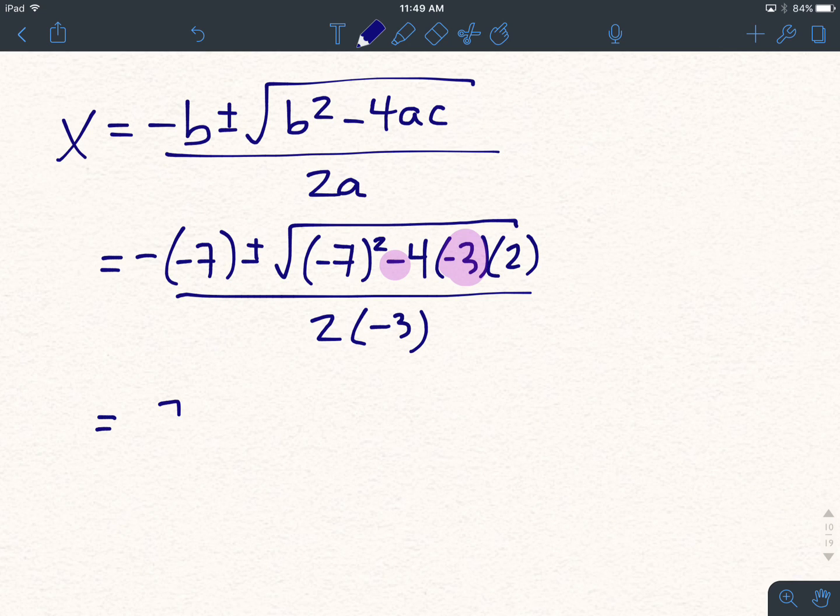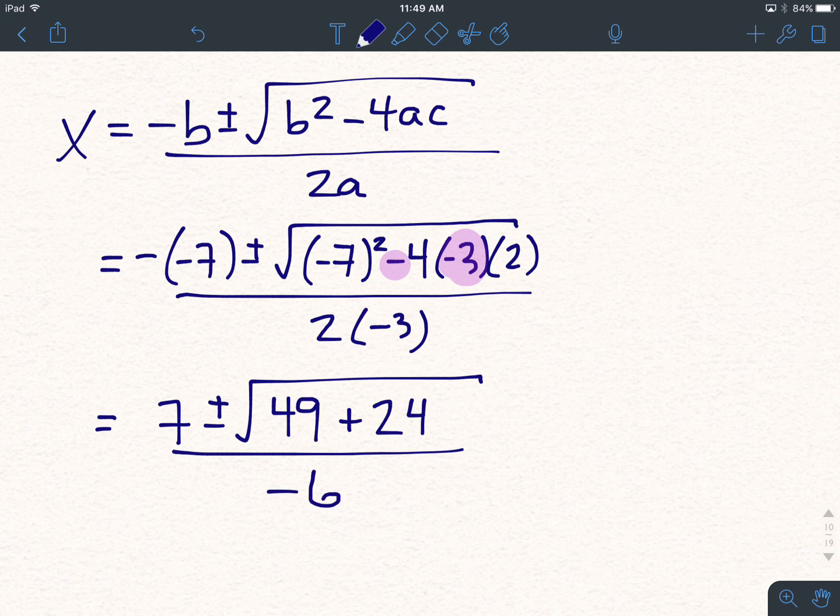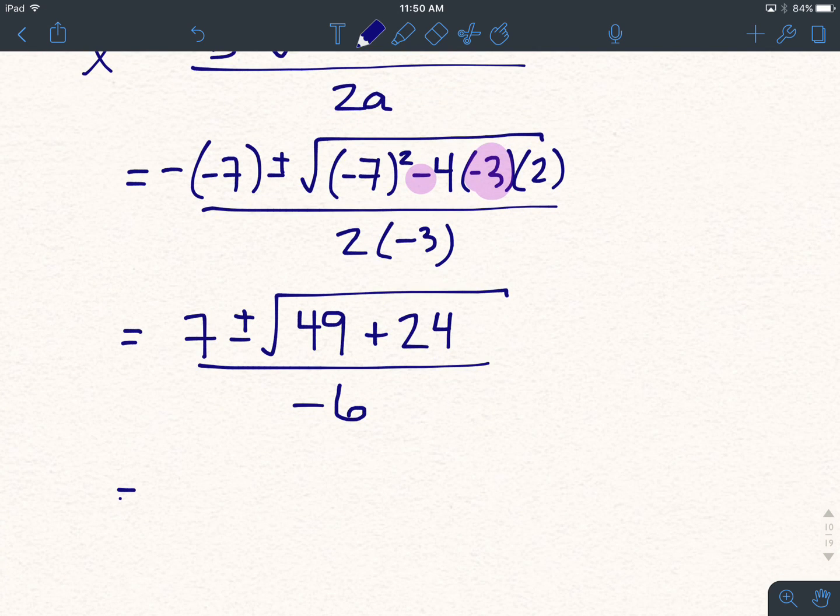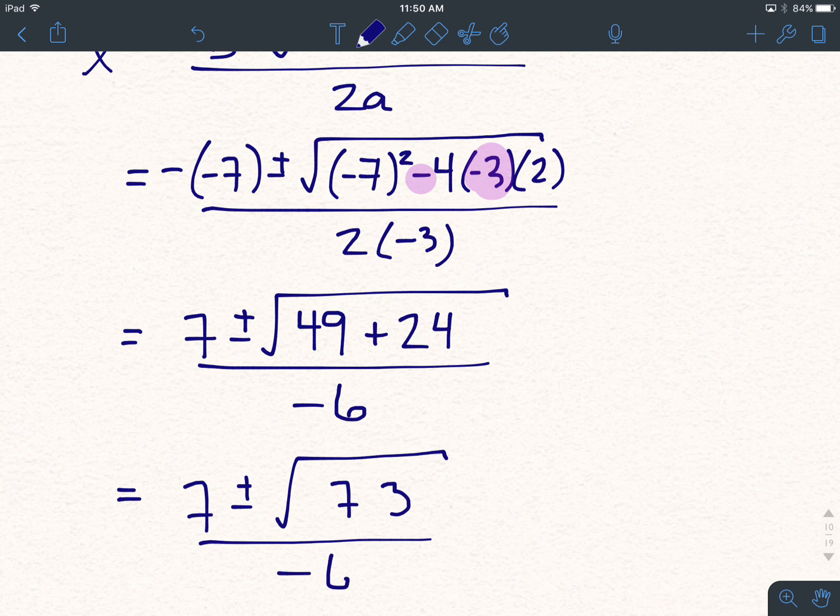So I'm going to simplify this first term. This negative 7 is going to be a 7, plus or minus the square root of 49. I also want to point out that the entirety of negative 7 is being squared, not just the 7 part, which means that we'll have 49 instead of negative 49, and that is going to be plus 24, all over negative 6. So I'm going to simplify this a little bit more under the radical sign: plus or minus the square root of 73, all over negative 6.